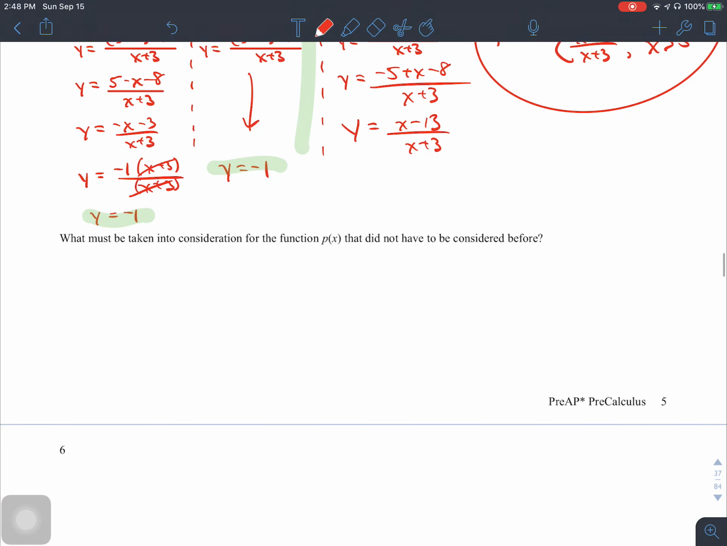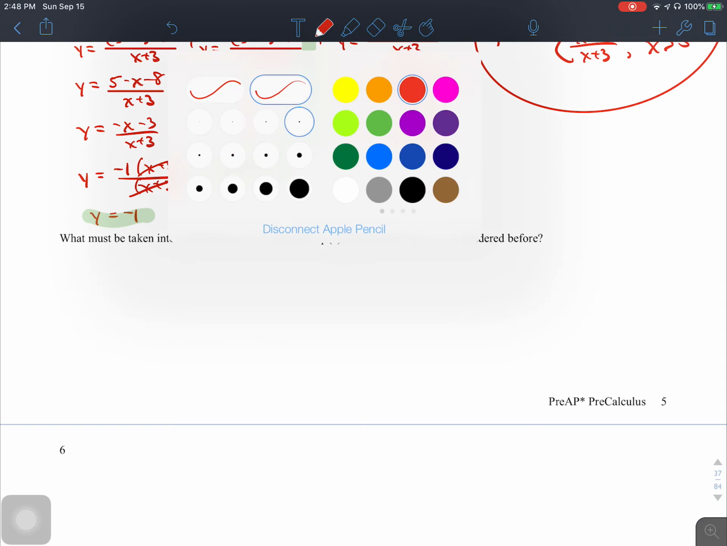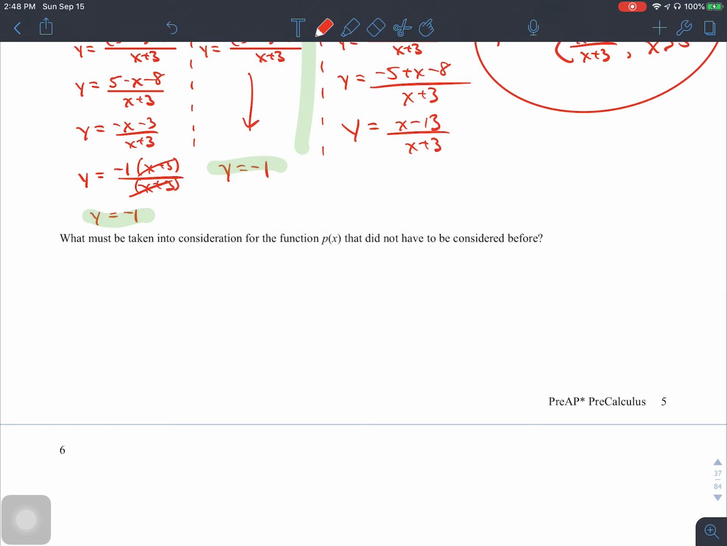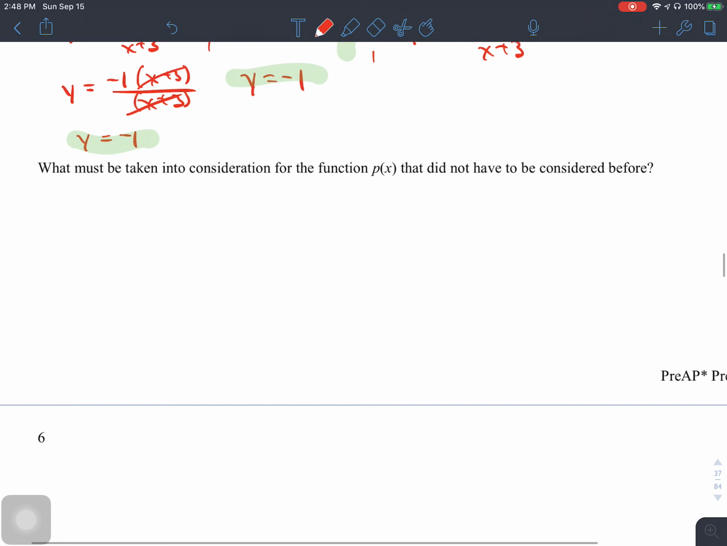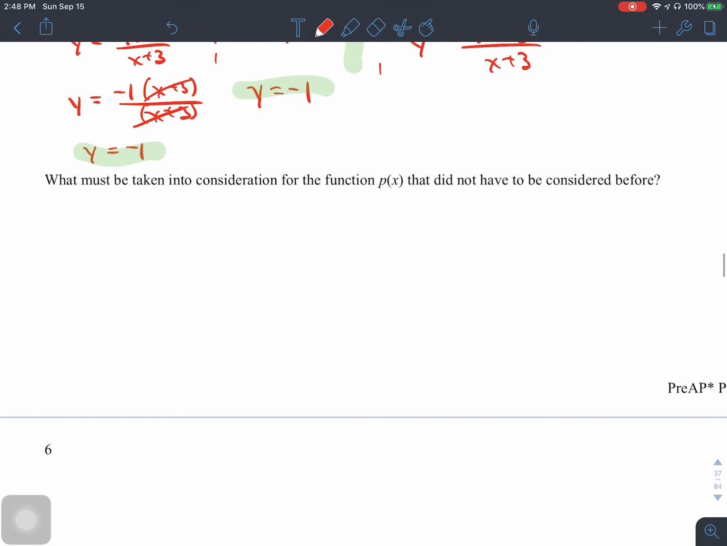Last question, what must be taken into consideration for the function p of x that did not have to be considered before? We've mentioned it, we should write it down. Since p of x is rational, then the restricted values must be excluded from the constraints of the piecewise function.